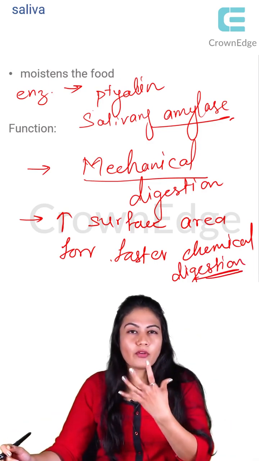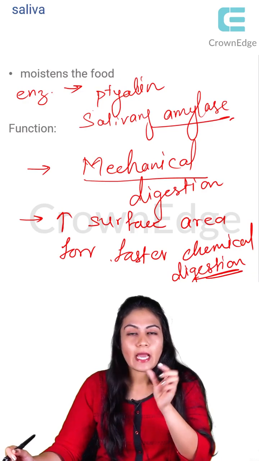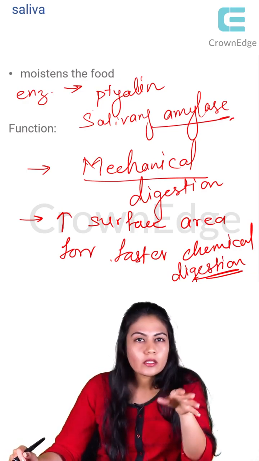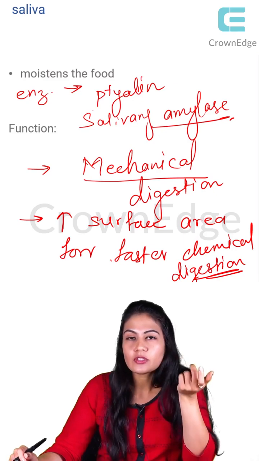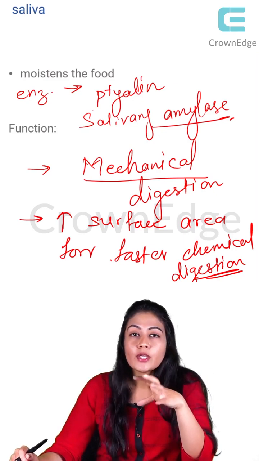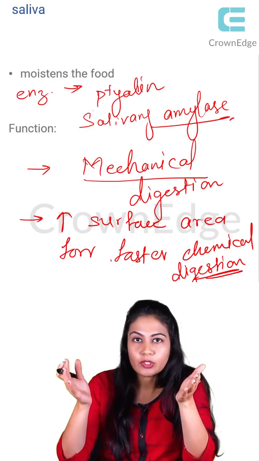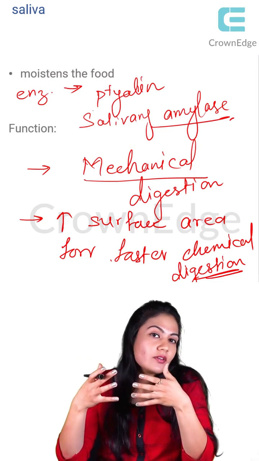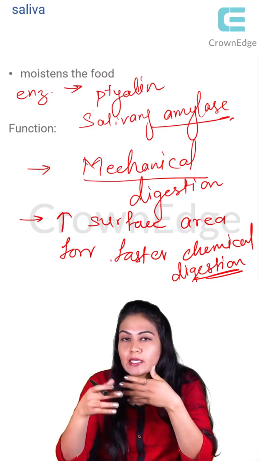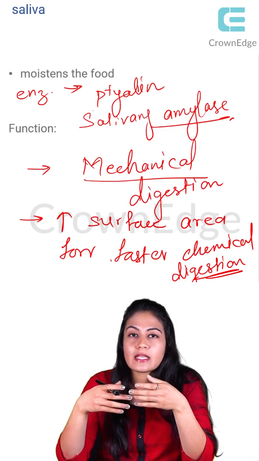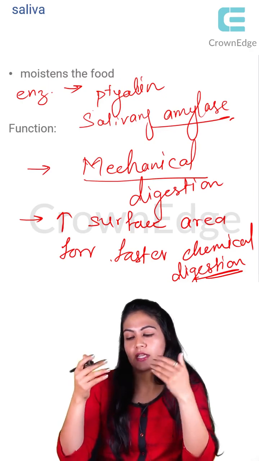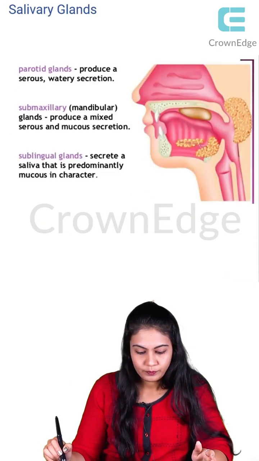If you see, we have a bigger mouth, right? If you see the diameter of the esophagus or any other part of the body, till the large intestine, it is very, very small. But the oral cavity is a cavity, so it has a bigger diameter. So it has a larger surface area so that you can chew easily, mix the food with the saliva easily, and the digestion can start over here.